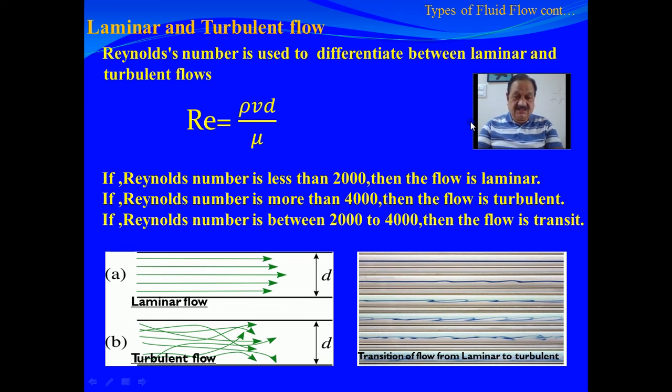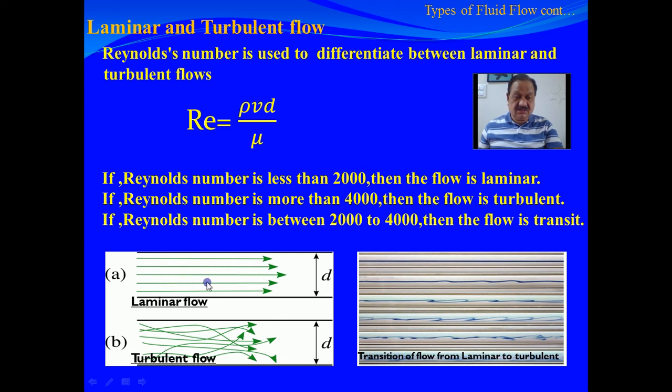And particularly for pipe flow through a pipe with a diameter d, the Reynolds number is defined as rho V d by mu, in which rho is the density, V is the velocity, d is the diameter, and mu is the dynamic viscosity. And according to this formula, if Re is less than 2000, the flow tends to be laminar. If it is more than 4000, the flow tends to be turbulent, and if it is between 2000 and 4000, the flow tends to be in the transition state.